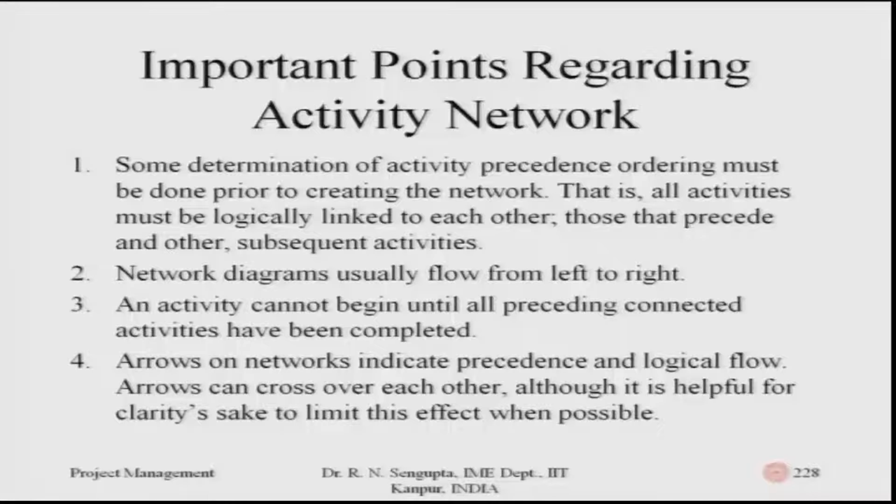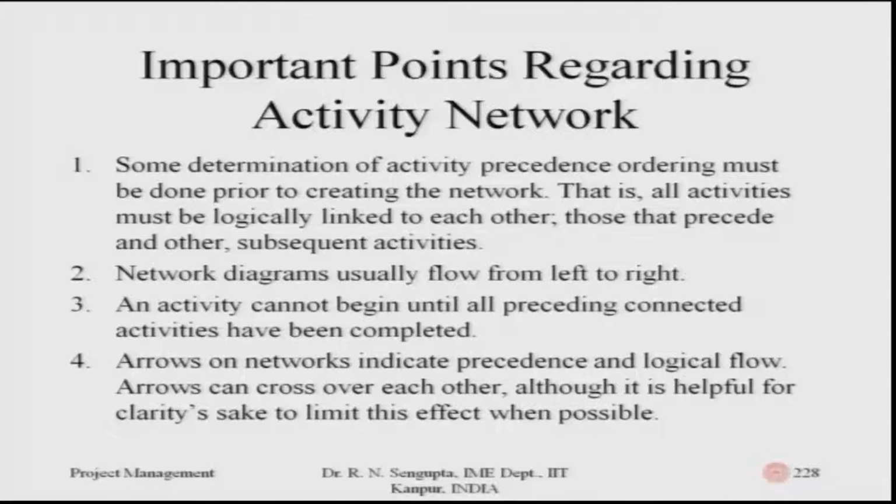So some important points regarding the activity network. Some determination of activity precedence ordering must be done prior to creating the network. So you need to understand which job comes first, which job comes second, whether there is a sequence of jobs which has to be followed, or whether they can run concurrently, or whether there should be a delay between two activities and jobs. This should be well known to the project management team who are trying to implement the project. That is to say, all activities must be logically linked to each other. Those that precede other subsequent activities should be planned accordingly.